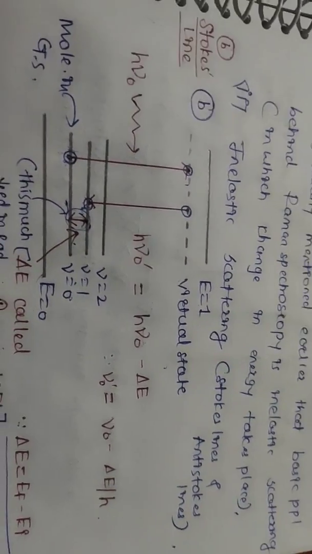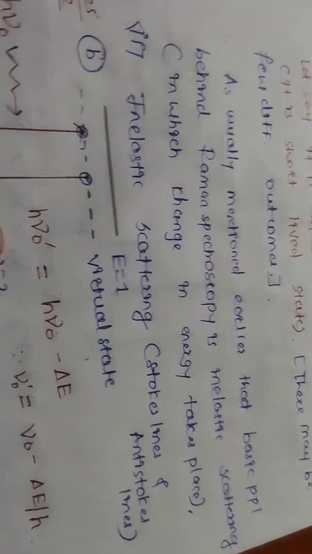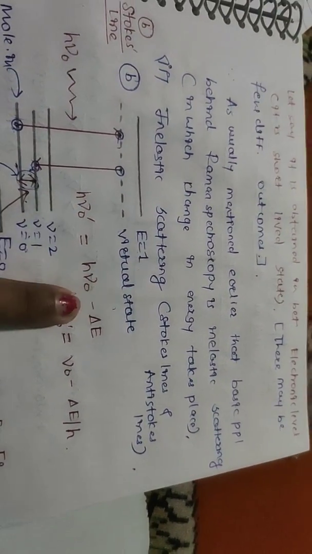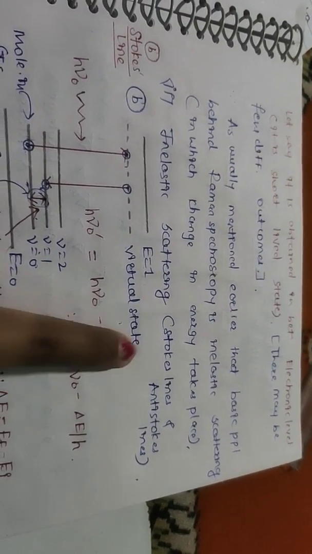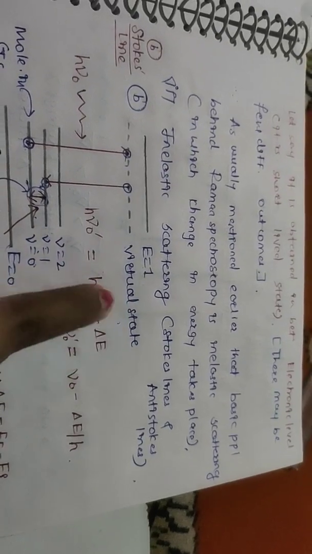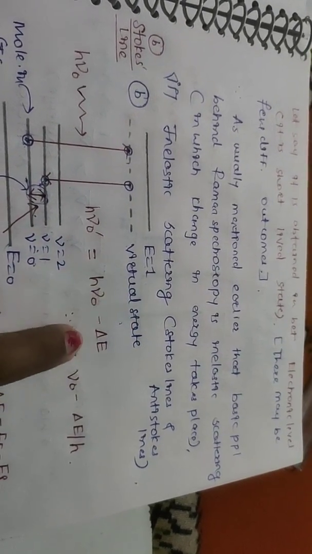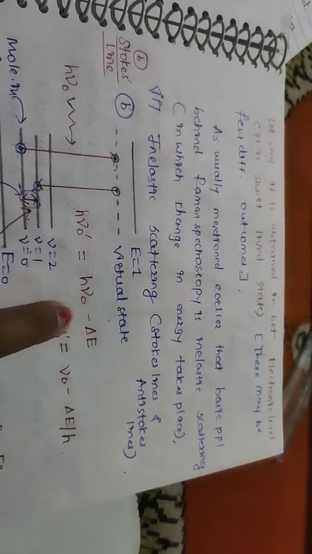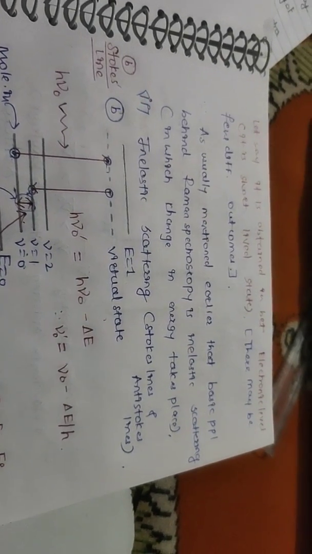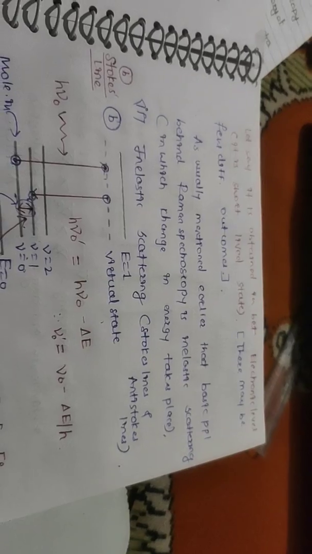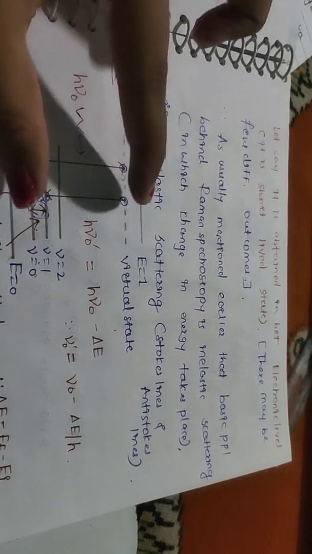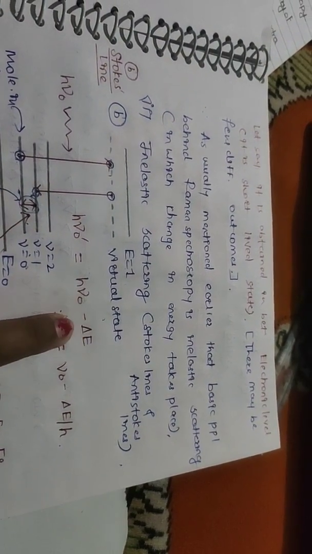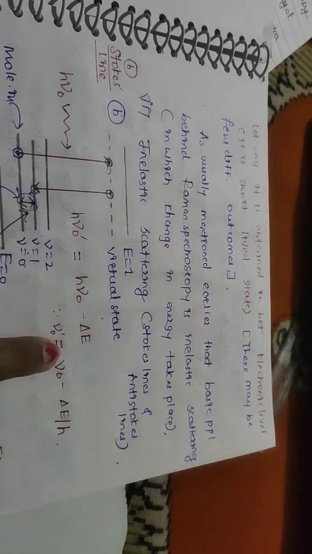Here I have shown what it is. h nu naught prime is your scattered photon energy. h nu naught is the incident photon, minus delta E, because this amount of energy is spent on the molecule interaction. This much energy is gained by the molecule. So energy decreases here. Initial energy is high, and after interaction this much energy remains. So this comes to the negative side, in this case energy decreases.